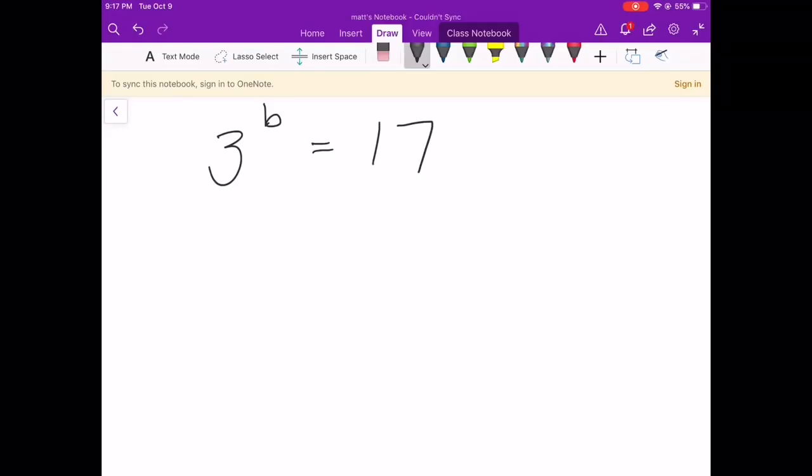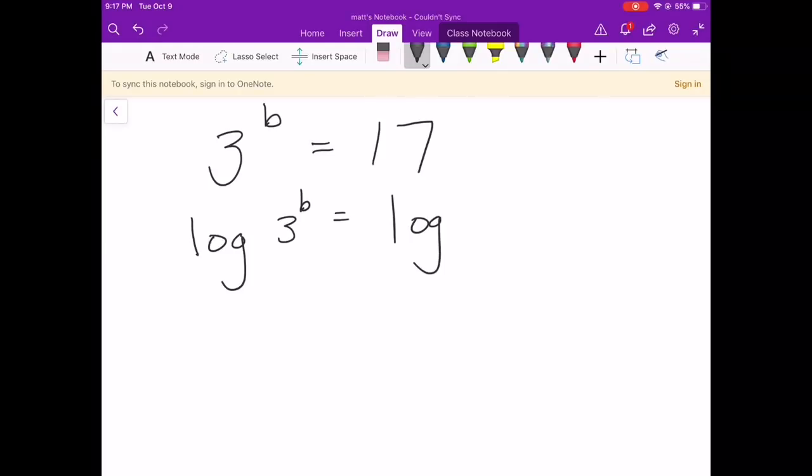So now what I'm going to do is use some logarithms. Logarithms are the inverse of exponentials, and they help us get exponents out of the air and down onto the ground with everything else so that our algebra makes a little bit more sense. So first things first, in an effort to undo exponentials, I'm going to take the log of both sides. So log of 3 to the b equals log of 17.